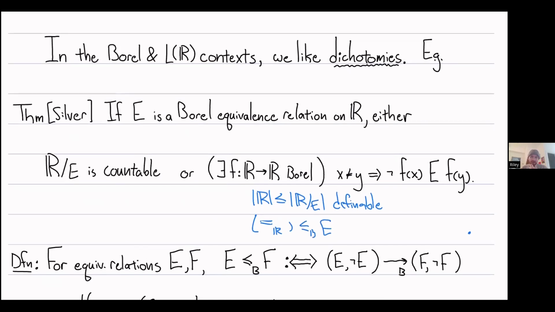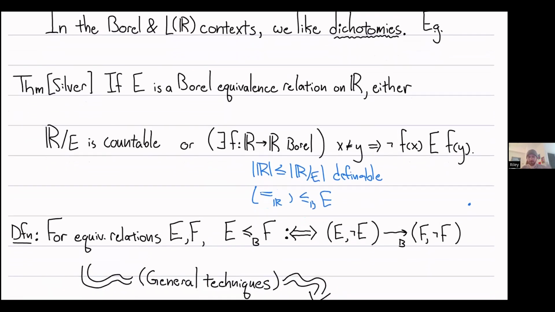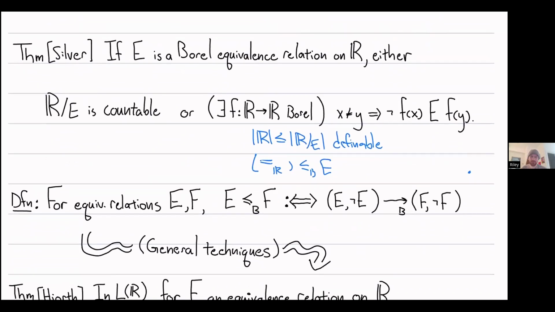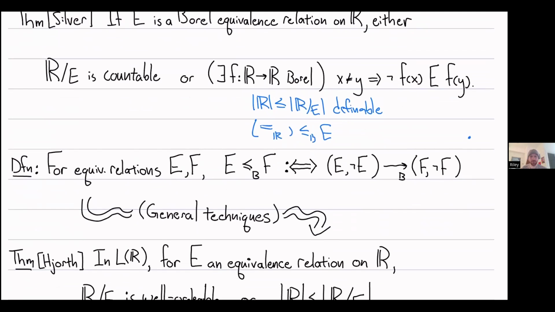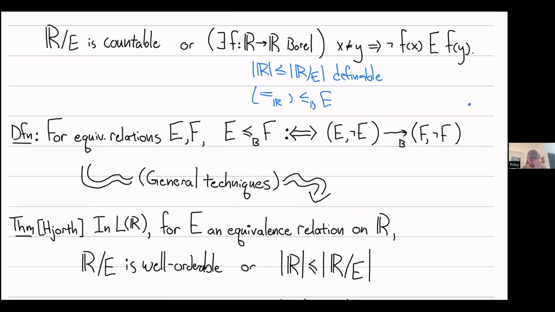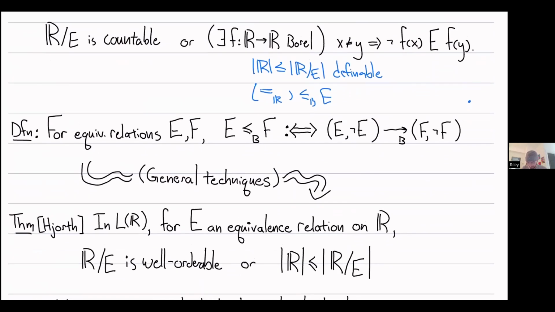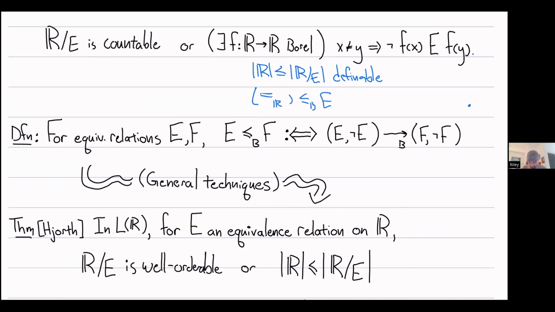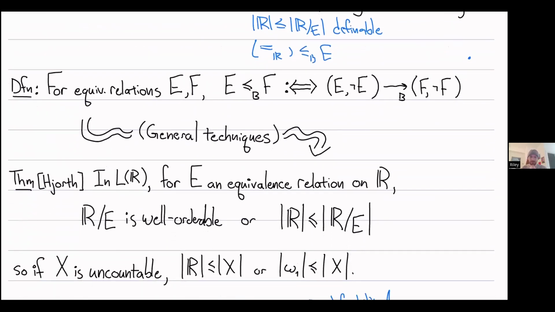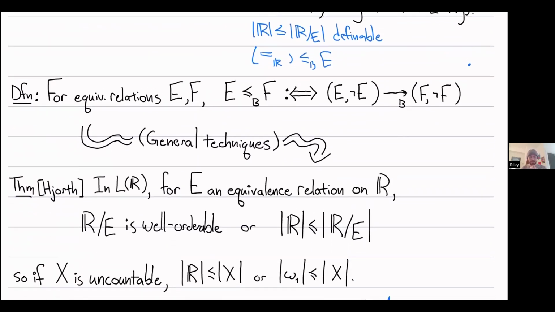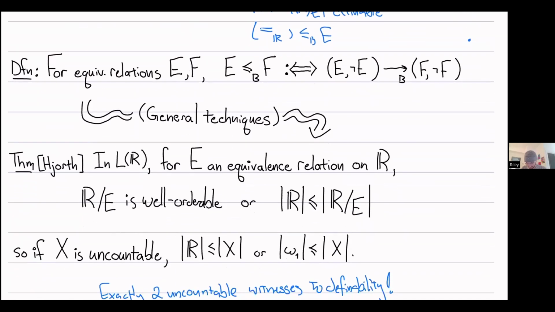And then there's some machinery we can crank. There are some general techniques of taking a Borel dichotomy like Silver's and getting some nice results in L of R. So a result that I believe is due to Hjorth: in L of R, we have an equivalence relation. Its quotient will be either well orderable or the reals will inject into the quotient. So in particular, if we have an uncountable set in L of R, then either it contains a copy of the reals or it contains a copy of omega 1. I think this is a very nice theorem.